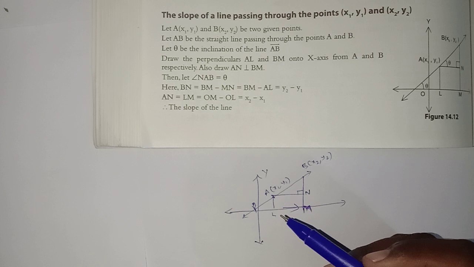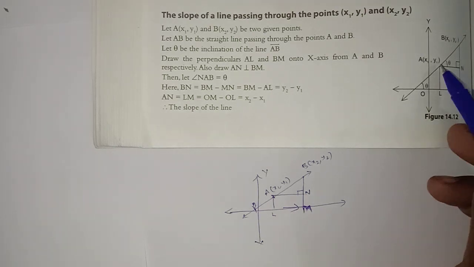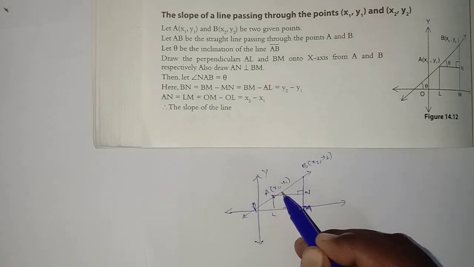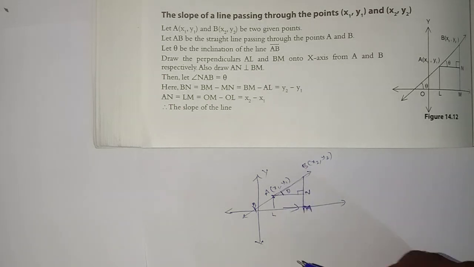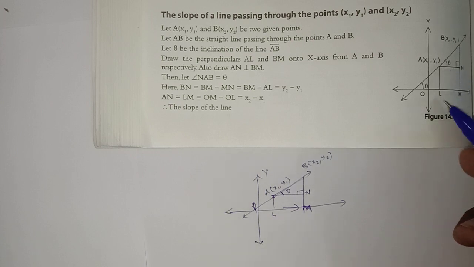Then let us consider angle NAB equal to theta. See here, angle NAB is theta. Understood, children? It is clear because AL and BM are parallel lines. Now draw a transversal. Now we get theta based on these parallel lines, so corresponding angles are equal. Here, BN. So look at the picture.